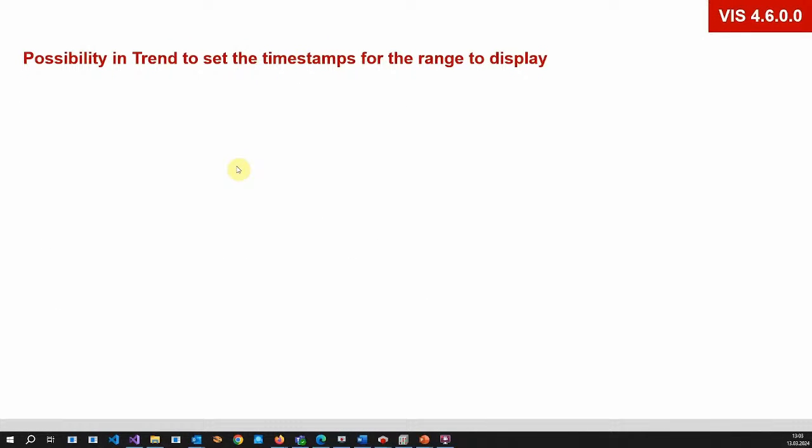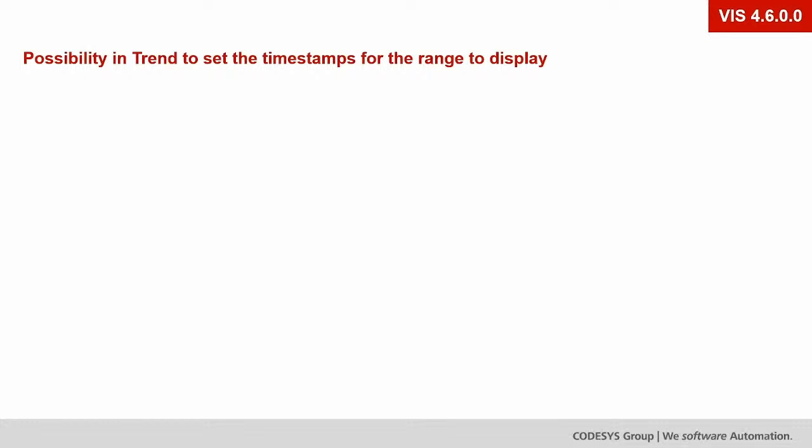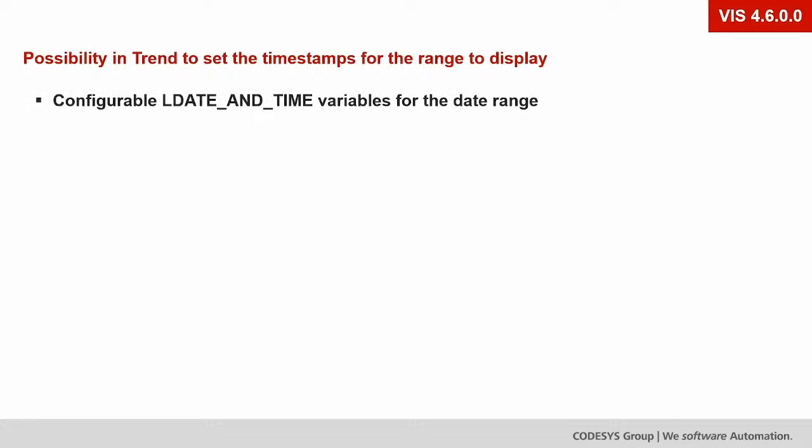Now we come to the features that will come with the next version of the CODESYS visualization add-on. The first topic is an extension in the trend. The trend element then offers the possibility to set the date range to be displayed in online mode via two IEC variables of type LDATE_AND_TIME. These can be specified in the trend element in the control variables properties, date range start and date range end.